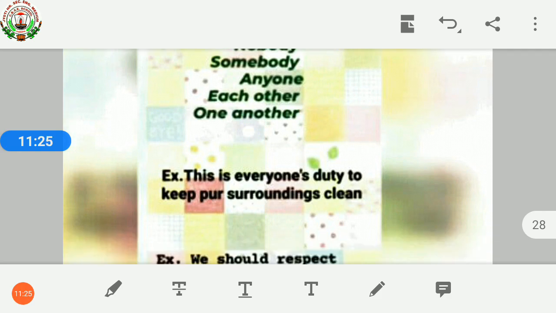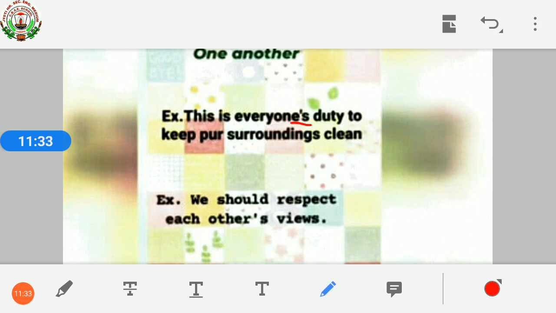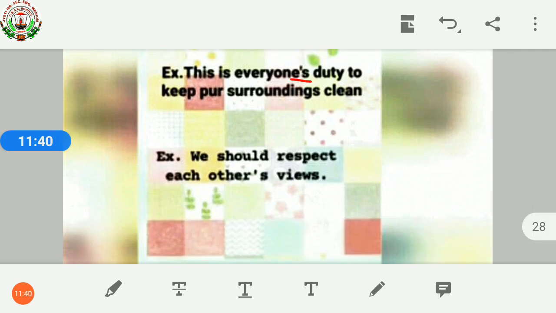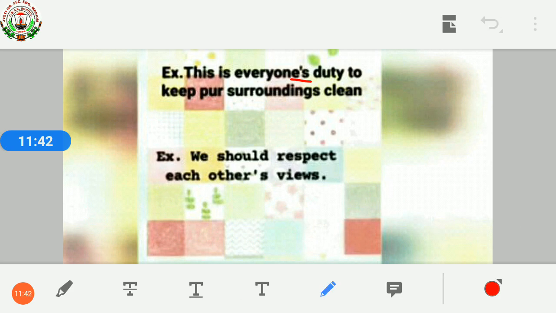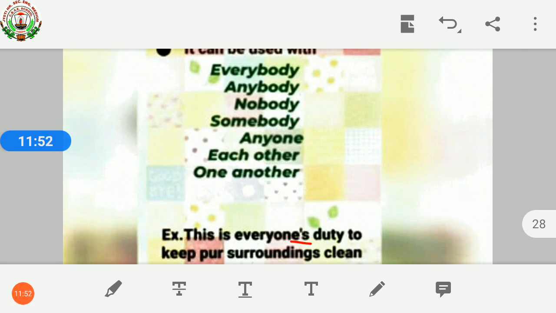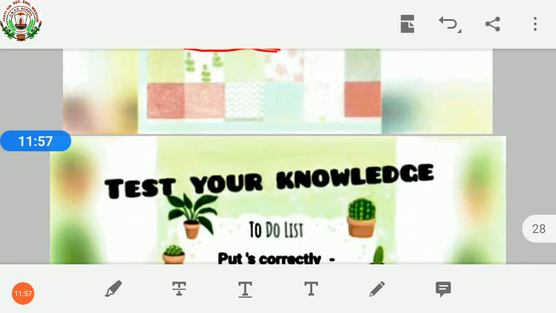Let us see some examples. This is everyone's duty to keep our surroundings clean. Here apostrophe S has been added after everyone. So this is everyone's duty to keep our surroundings clean. Second example, we should respect each other's views. Again apostrophe S has been added after each other. We should respect each other's views. So the last rule says that apostrophe S can be used with these following words. So my dear children, I hope that you have understood your lesson very clearly.